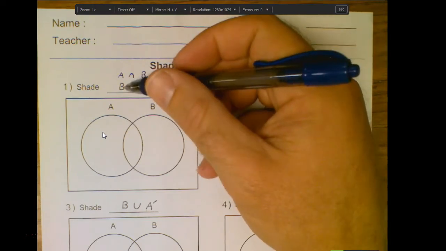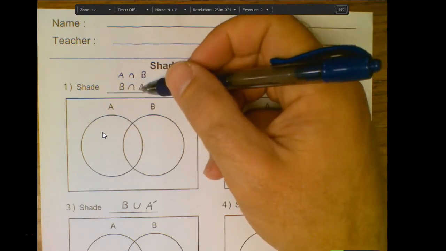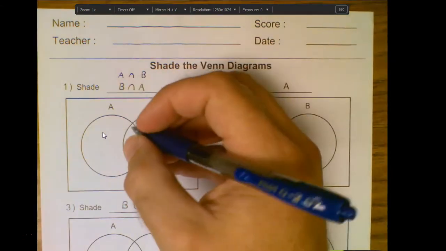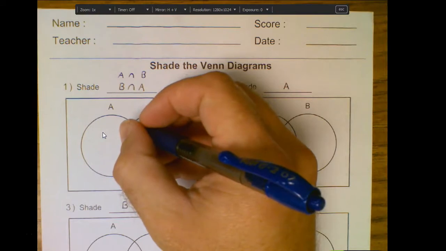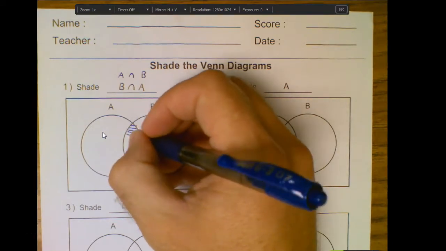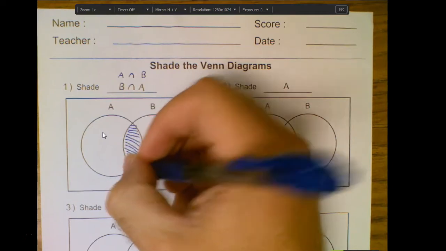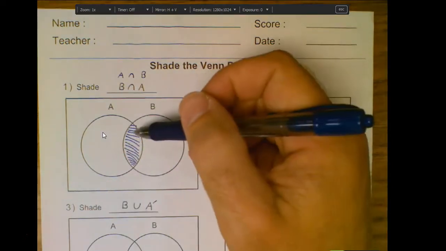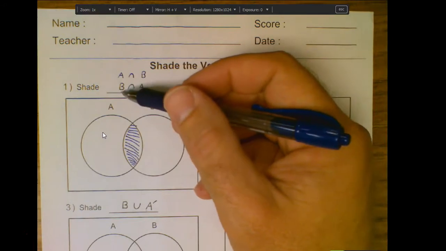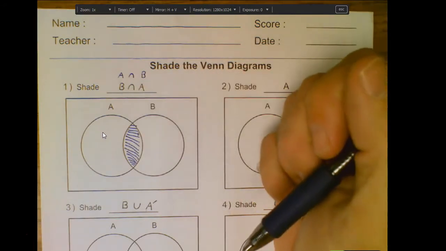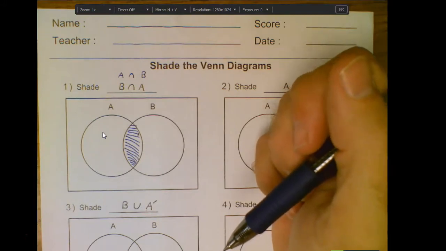So it's got to be true about B, it's got to be true about A in order for me to shade it. In this case, the intersection of A and B, or B and A, would be this area right here. Again, because it's an intersection, I can only shade it if it's true about both. It's got to belong to B and it's got to belong to A. And so that's where we would shade that area of the diagram.